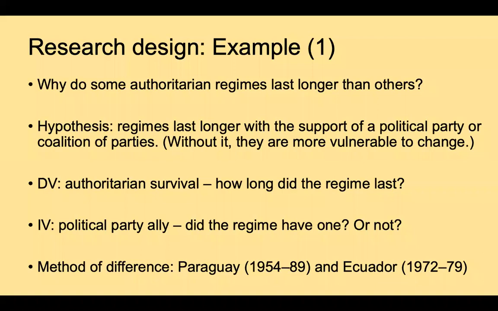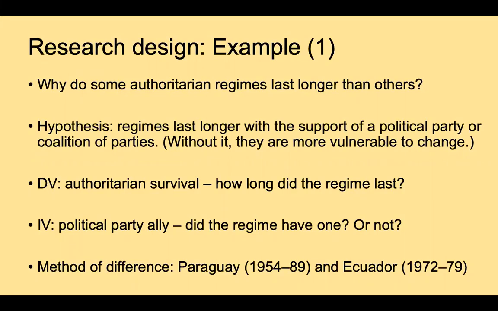They don't have an actor that can go to bat for them and legitimate their rule and point to it and call it acceptable in the eyes of important civilian actors. This is all part of the theoretical story that I think is the kind of backstory for why a party or a coalition might be important to an authoritarian regime.